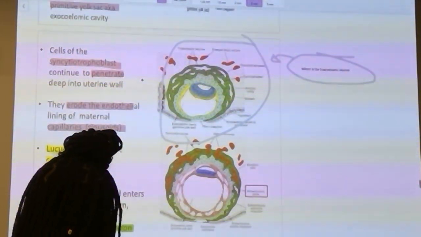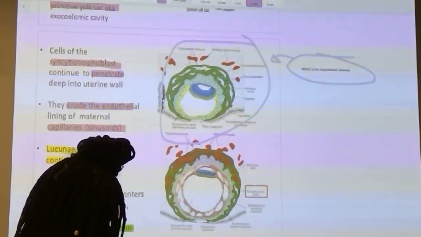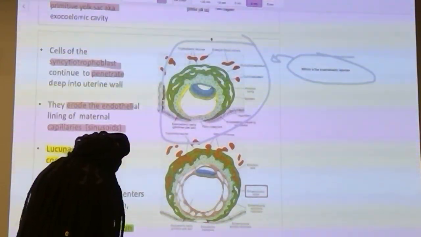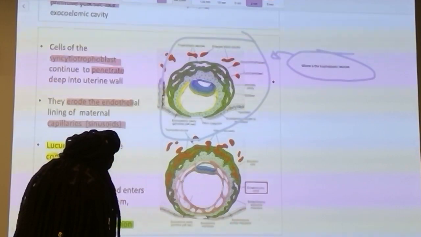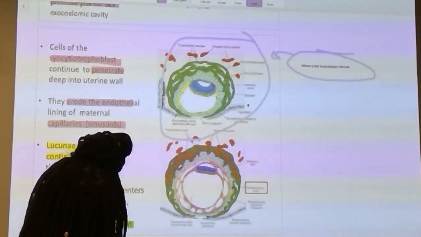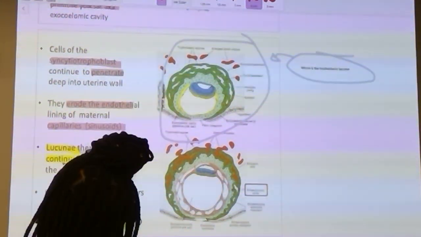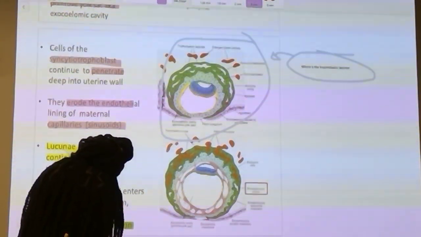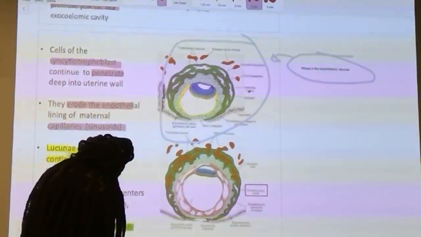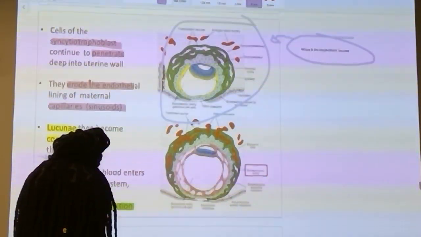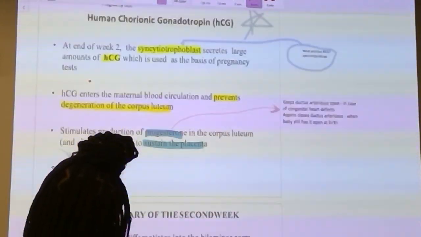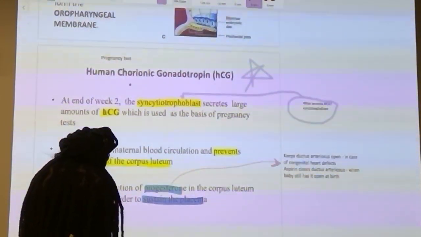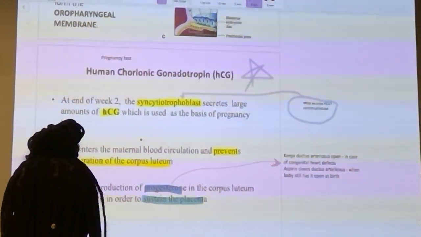Oh, and just know that the syncytial trophoblast is what takes it deeper into the endometrium, and the cytotrophoblast is able to make more syncytial trophoblast. Okay, syncytial trophoblast makes hCG.